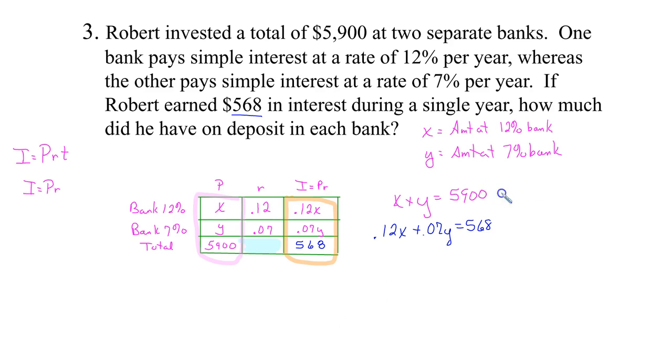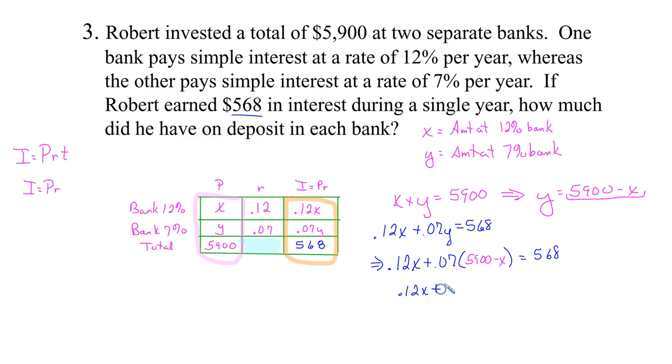Let's take the first equation and solve for y. So I have y is equal to 5,900 minus x, and I'm going to substitute this in for y in the second equation. The second equation now becomes 0.12x plus 0.07 times 5,900 minus x equals 568. We'll clean this up.